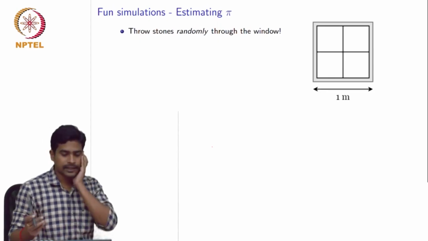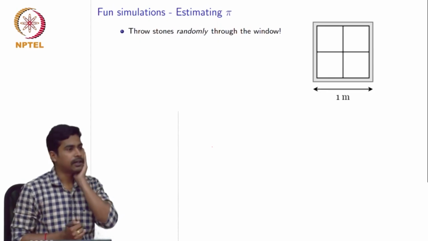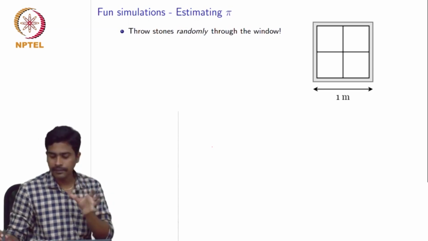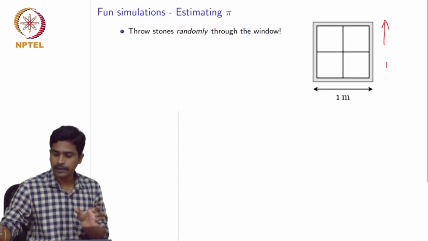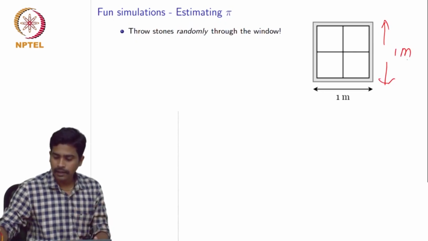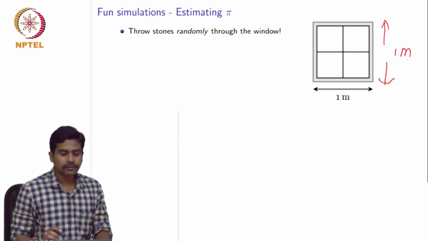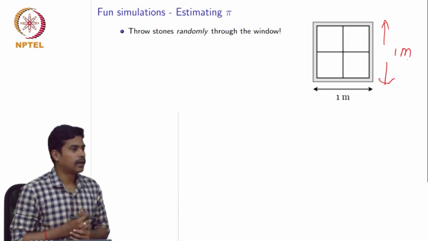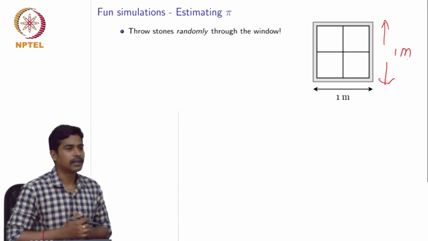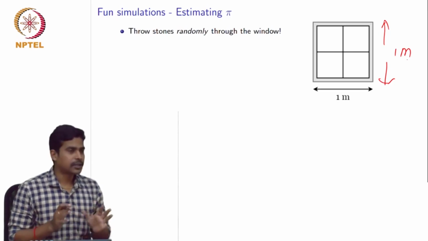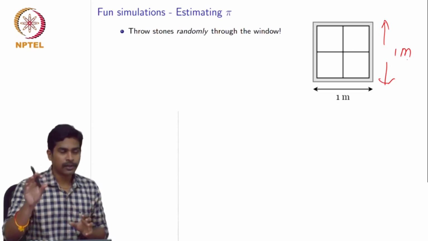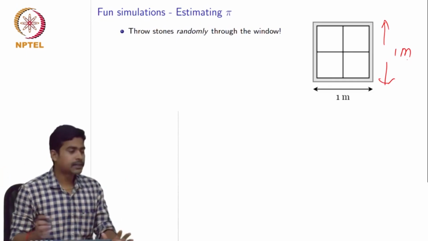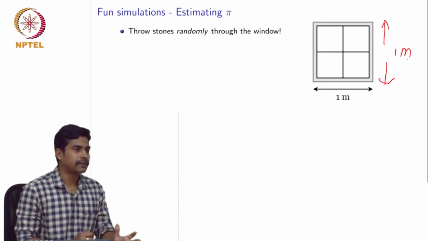Now let's assume there is a window in a room, and this is the window, and the window's length is 1 meter, and this is 1 meter, and this is also 1 meter, and now you are asked to randomly throw some stones at the window. Let's assume all the stones are going through the window, not landing somewhere on the walls or anywhere else. Now using the simulation, how do we find the value of pi?